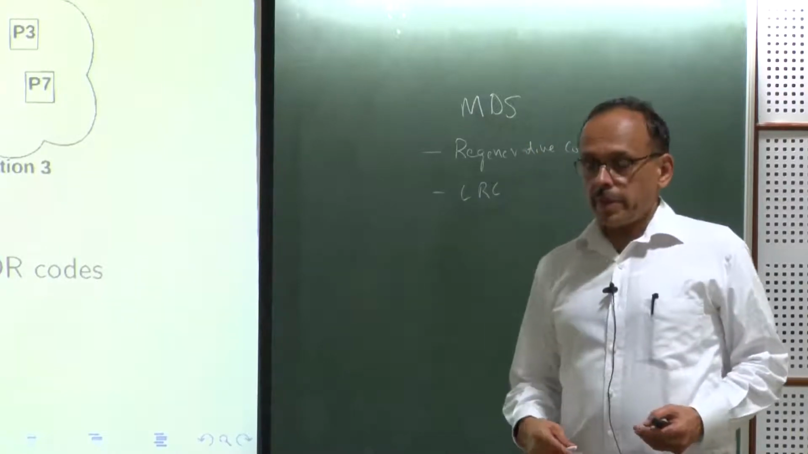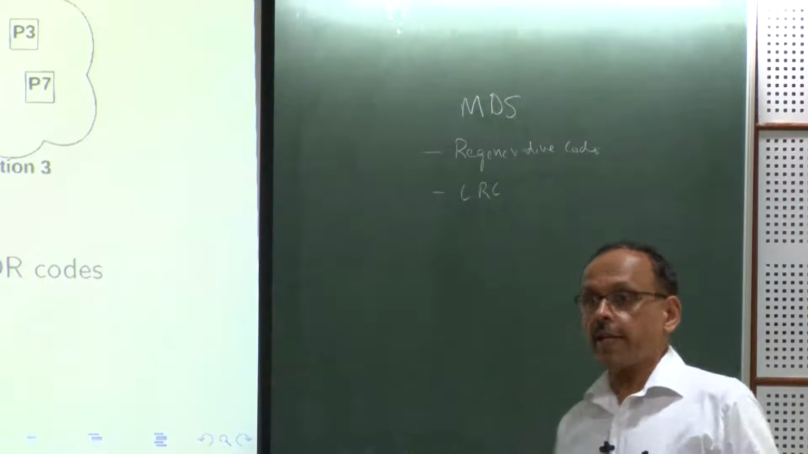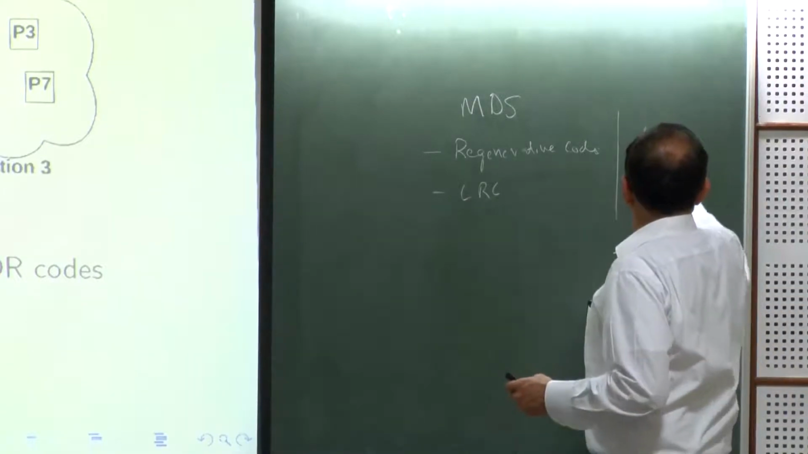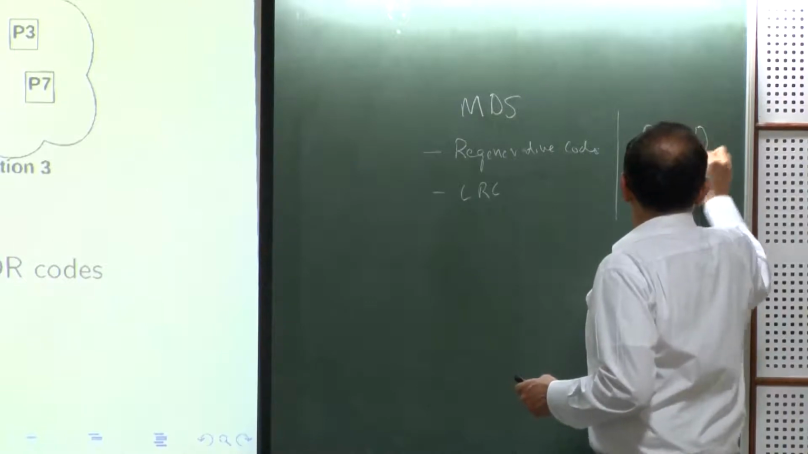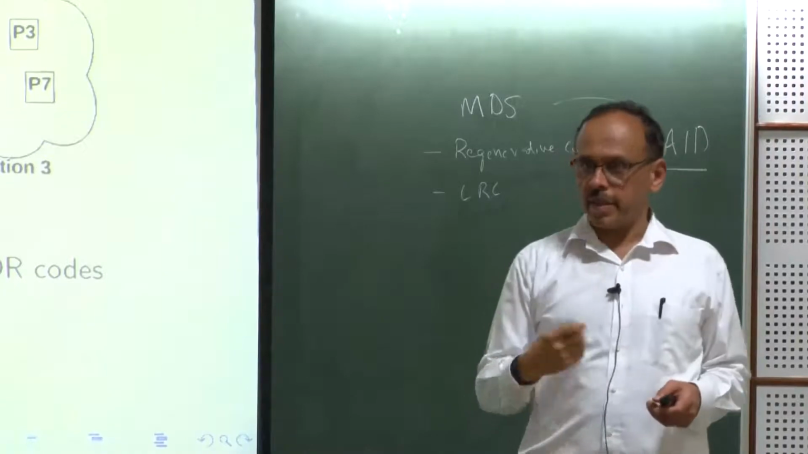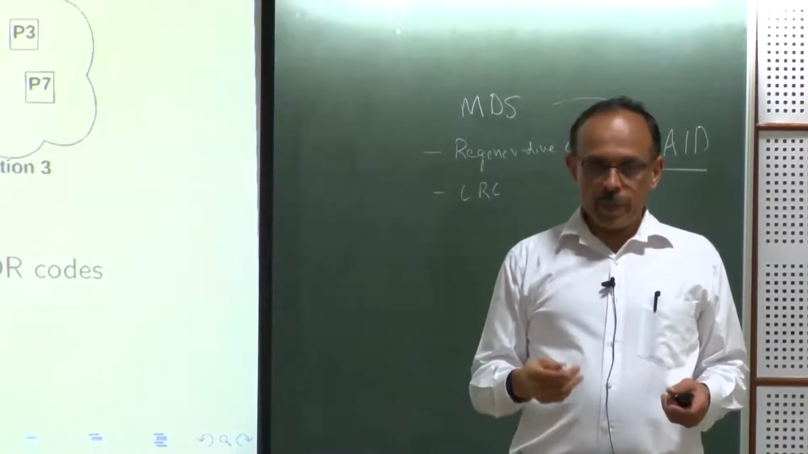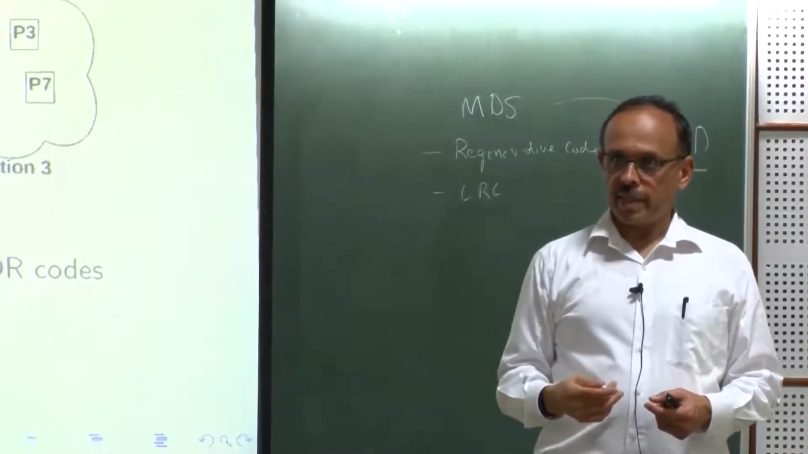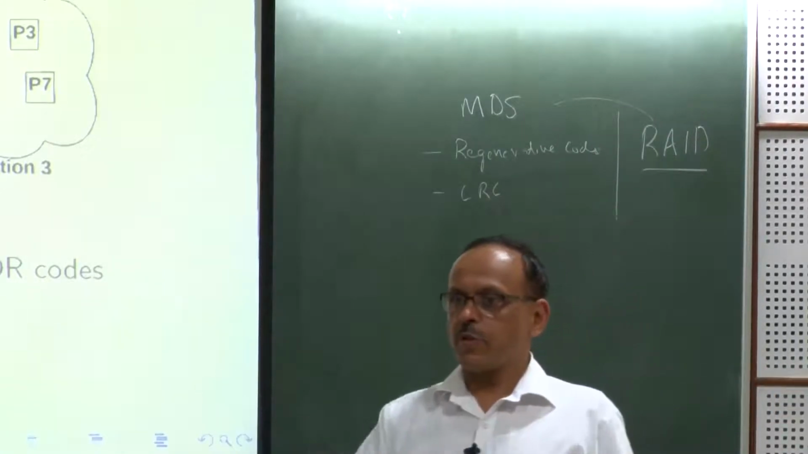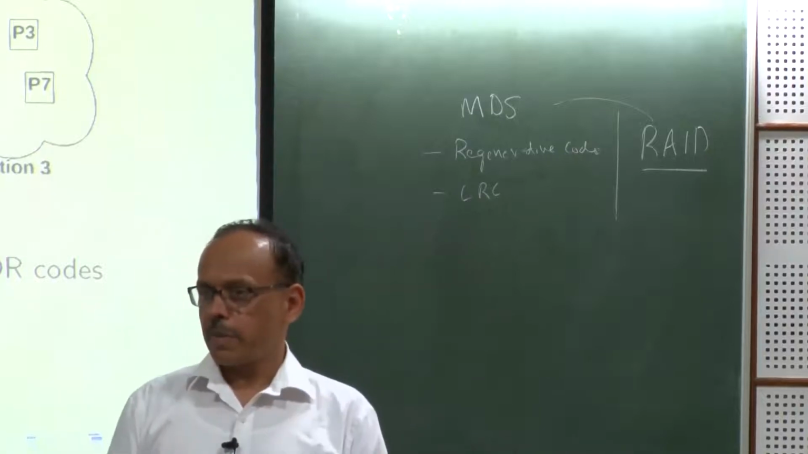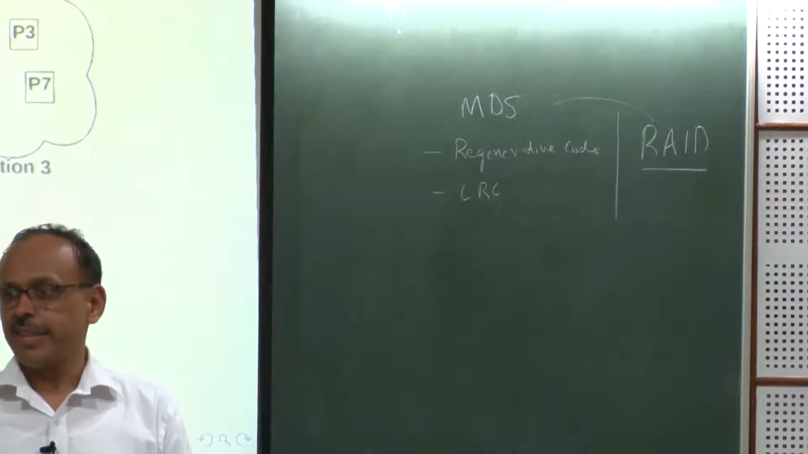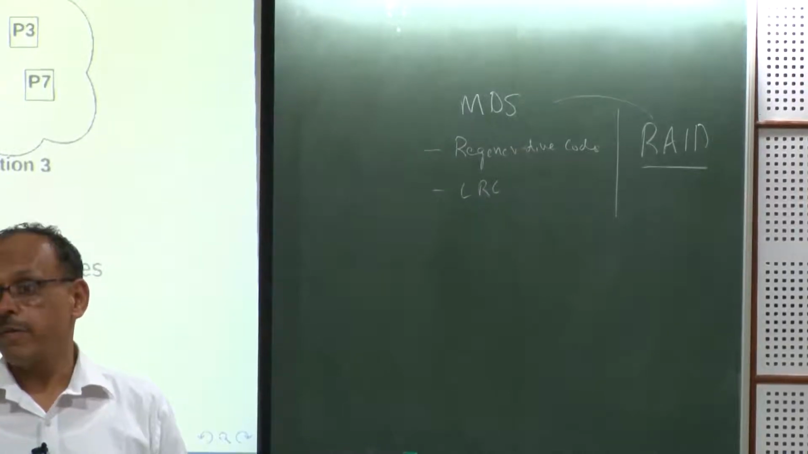Obviously there was also another community that was working on RAID, redundant array of disks, and sometimes it has some part of the MDS property, and it could be used for even smaller devices. If you look at the type of papers, you get a large number of papers on regenerating codes and LRCs. These two are distinct areas now.